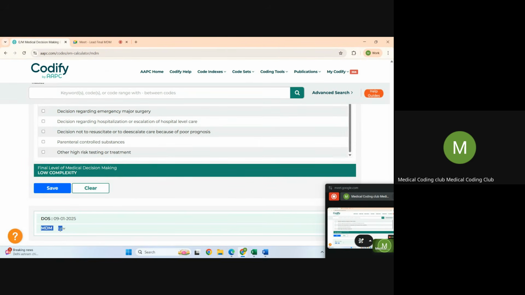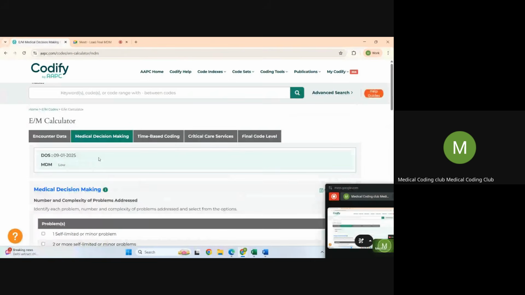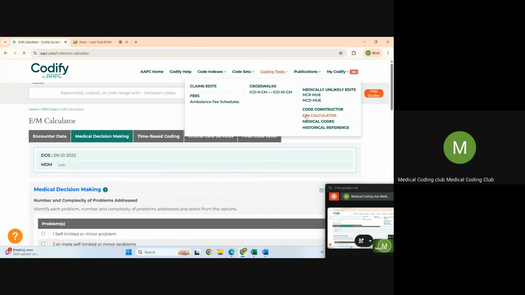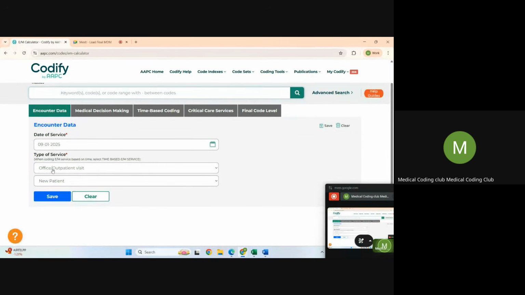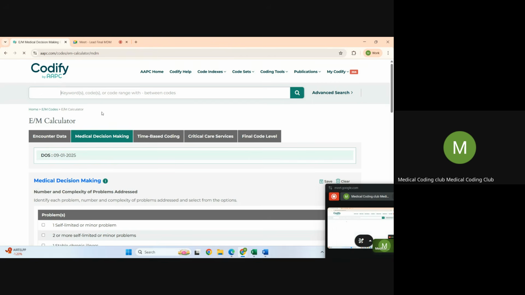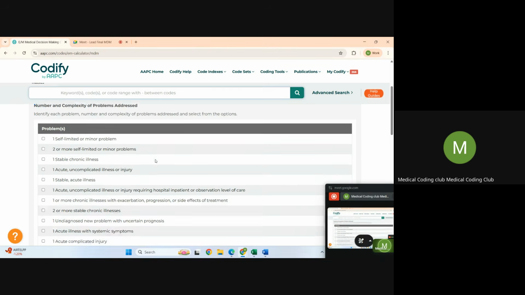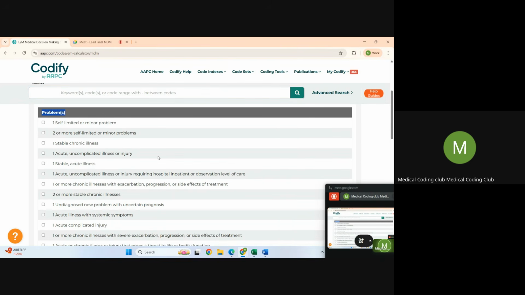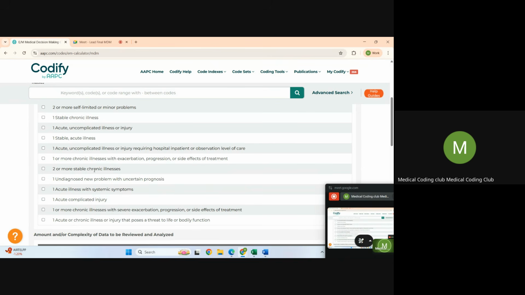Let's re-explore our AAPC calculator. In the first example, we got low MDM. Once again I'll come to the calculator. I have selected office or outpatient visit, but in this example the patient type is established patient, so I'm selecting established, and then we move to medical decision making problems. They told two chronic stable illnesses, so you have to check that point: two or more stable chronic illness. You can choose this.